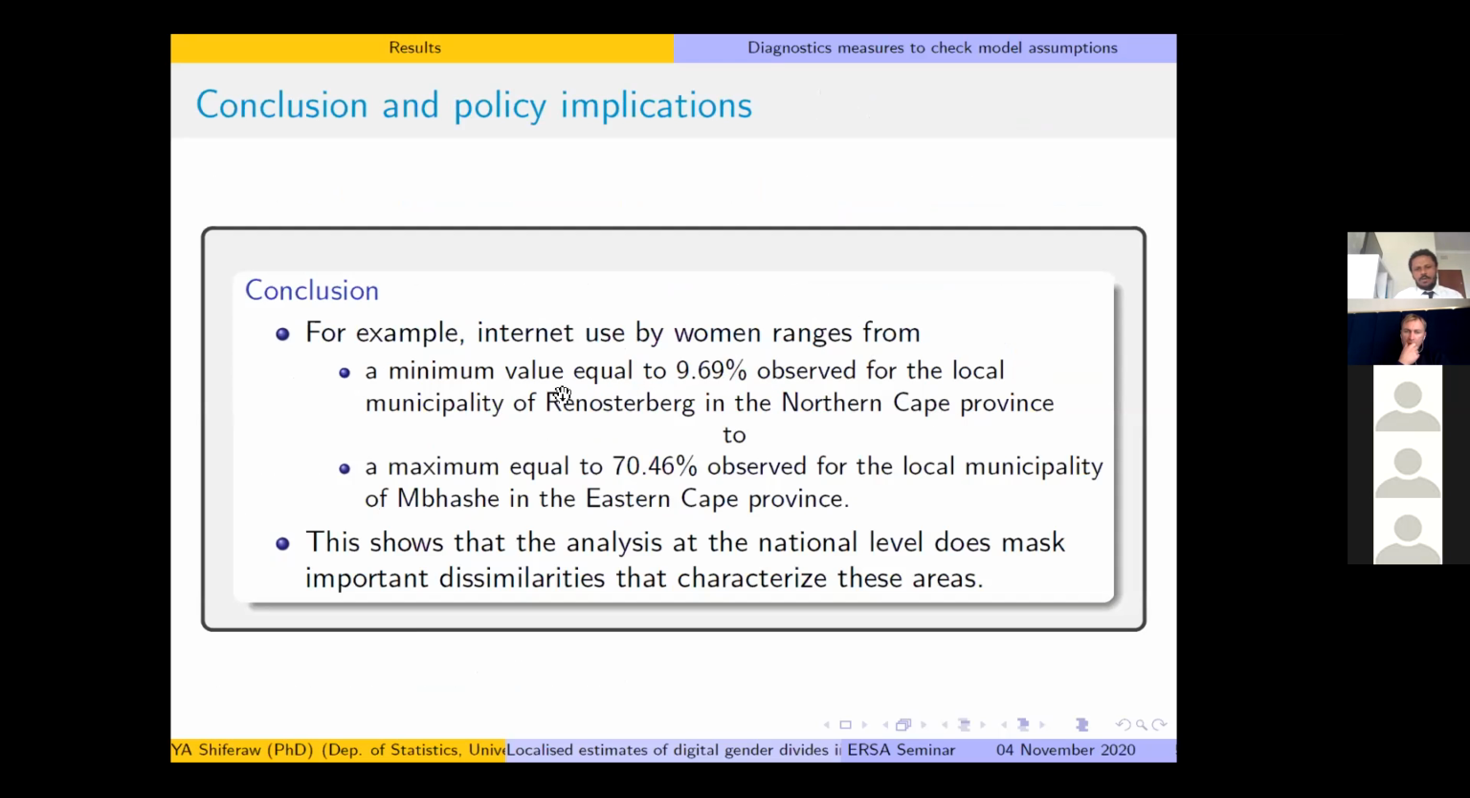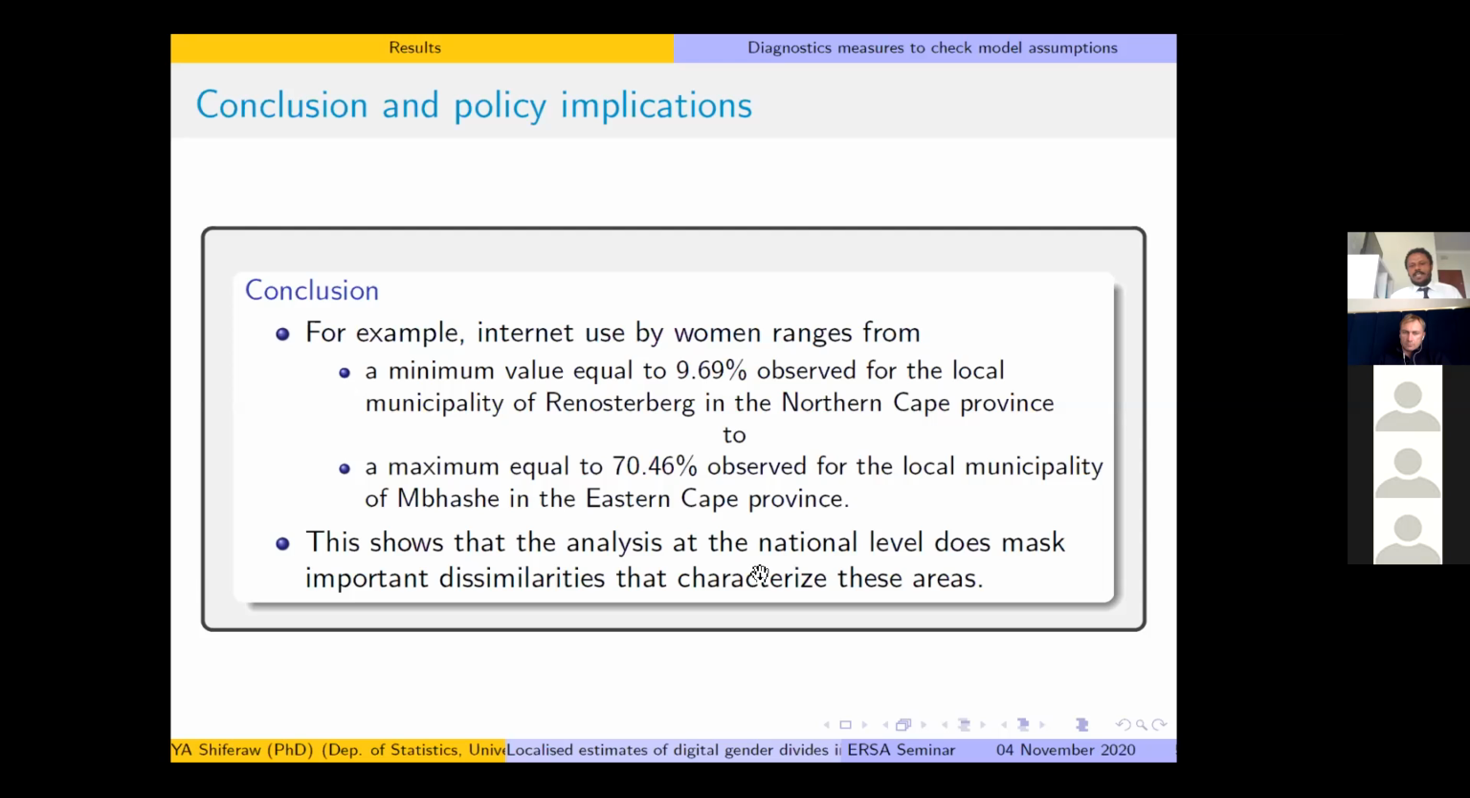Finally, as a conclusion, internet usage by women ranges from a minimum of 9.69% observed at a local municipality in the Northern Cape province, to a maximum of 70.46% observed for the local municipality of Pashe in the Eastern Cape province. So look at the gap. In some municipalities, 9.69% of women use the internet, whereas in others, 70.46% of women use the internet.